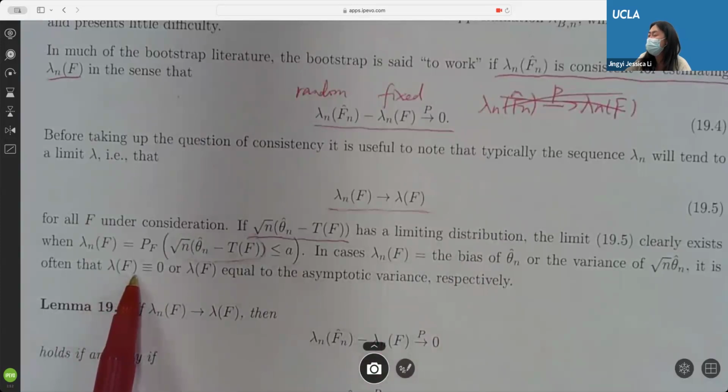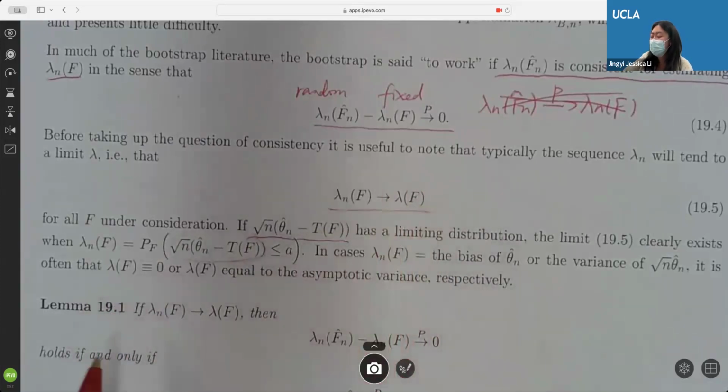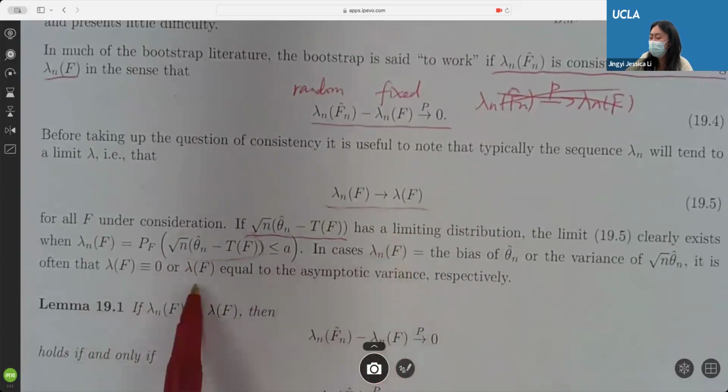That's called asymptotically unbiased. So that's why here this would maybe be 0. Or if it's the variance, if lambda and F is the variance, it may also stabilize, right? It may converge to the asymptotic variance. So these are the cases where the performance measure itself converges, right? And the limit will no longer depend on sample size n.